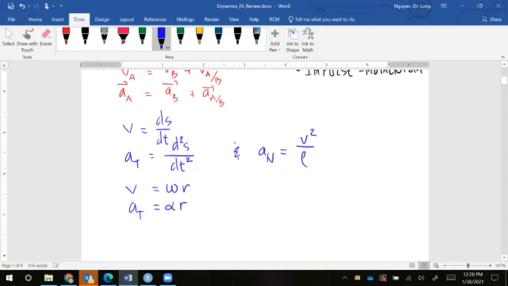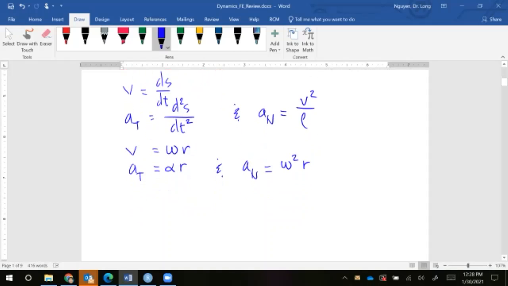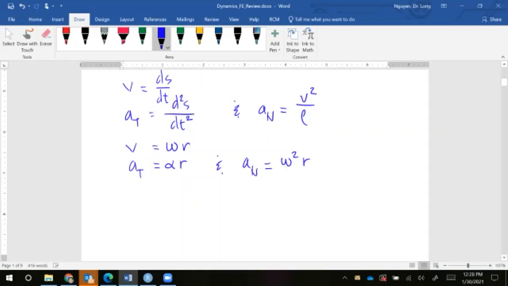And of course, we can also have the normal component, equal to omega squared r, where omega is the angular velocity, r is the radius, and alpha is the angular acceleration. And of course, similar to v, we can also have the omega.